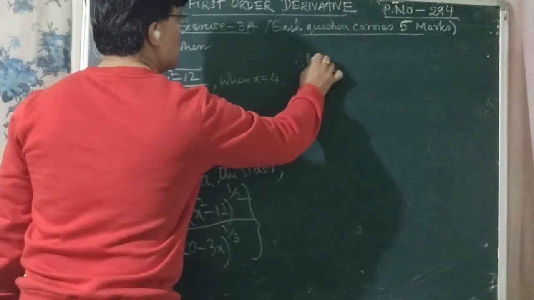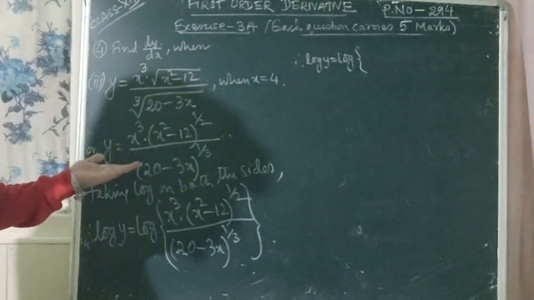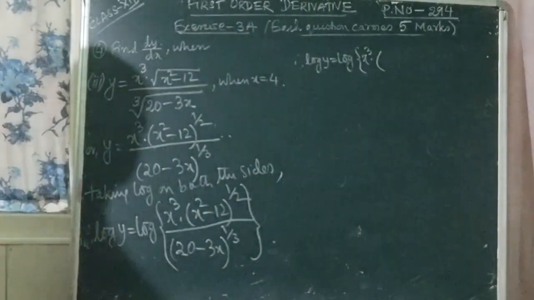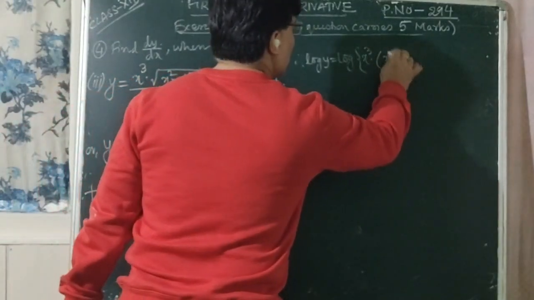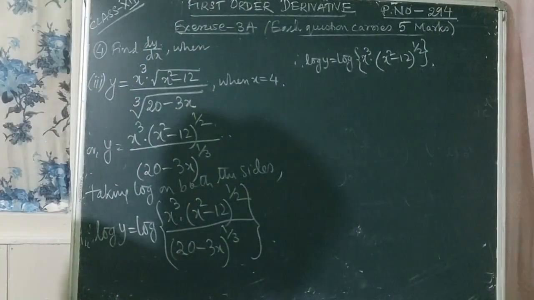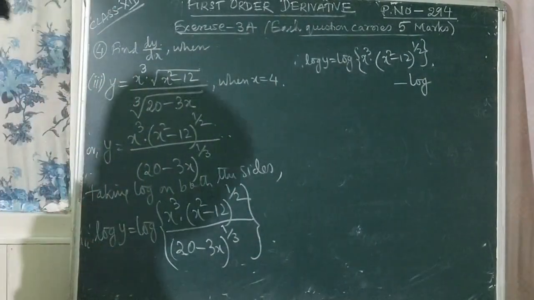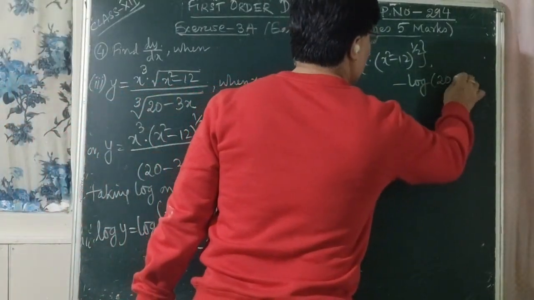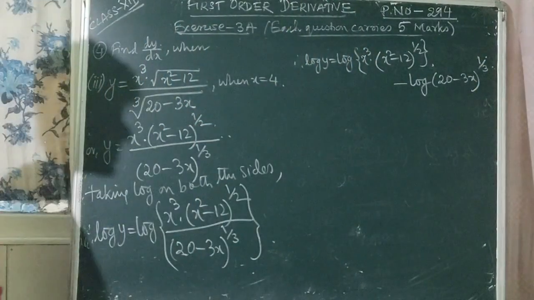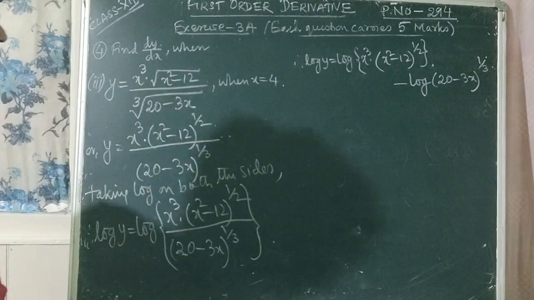Therefore, log y is equal to log of, what is a here? That is the numerator part. That is, a here is x cube dot x square minus 12 whole to the power half, log a, then minus log b. So minus, what is log b out here? It is log of 20 minus 3x whole to the power 1/3. Is it clear? That is, logarithm of the quotient of two numbers is equal to the difference of their logarithms, right?